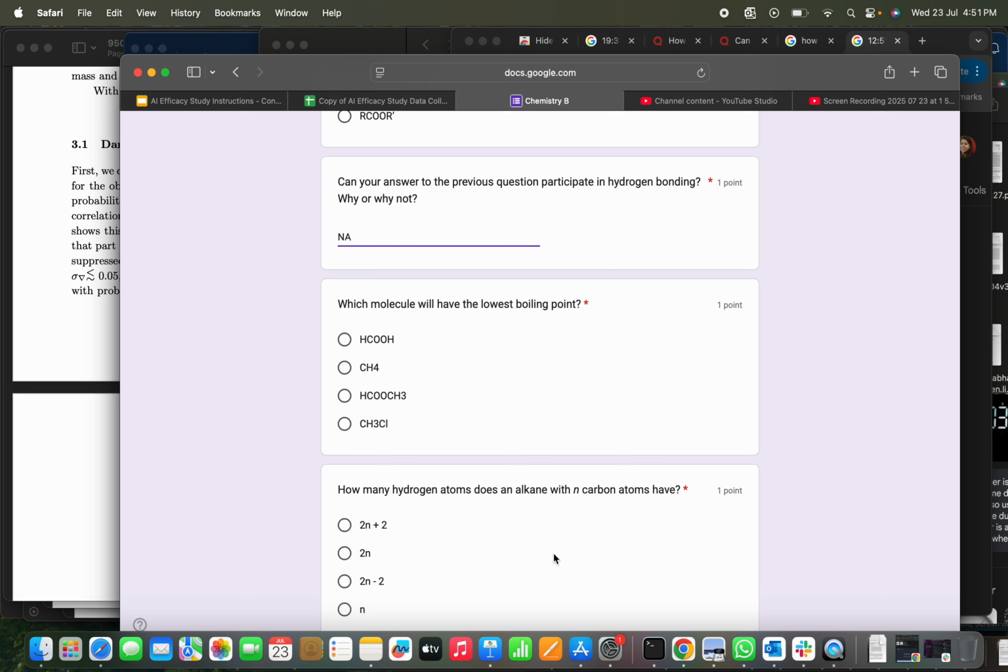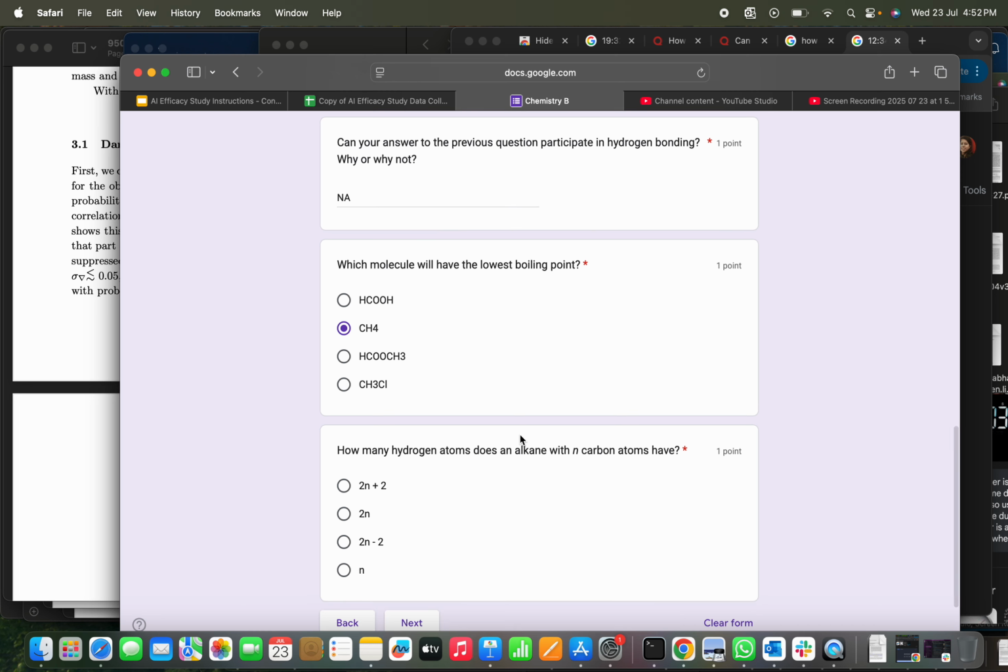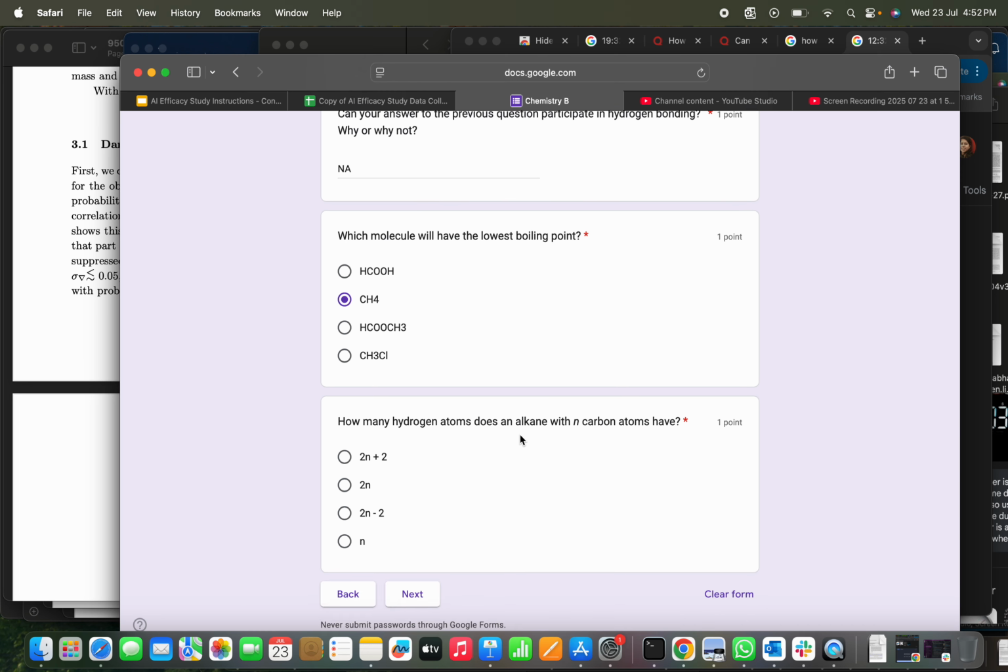The molecule which is easier to break, I guess. So I think oxygen molecules form double bonds, so they're very strong, I guess. CH3Cl. I'll guess either CH4 or CH3Cl. I'll go with CH4.